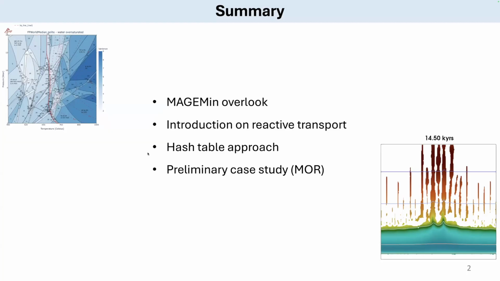Just as a quick summary, I'm going to present first a quick MAGEMin overlook, and then an introduction on the reactive transport, and then the approach of today that I'm going to present to you, which is the hash table, and a very preliminary case study on Middle Ocean Ridge.